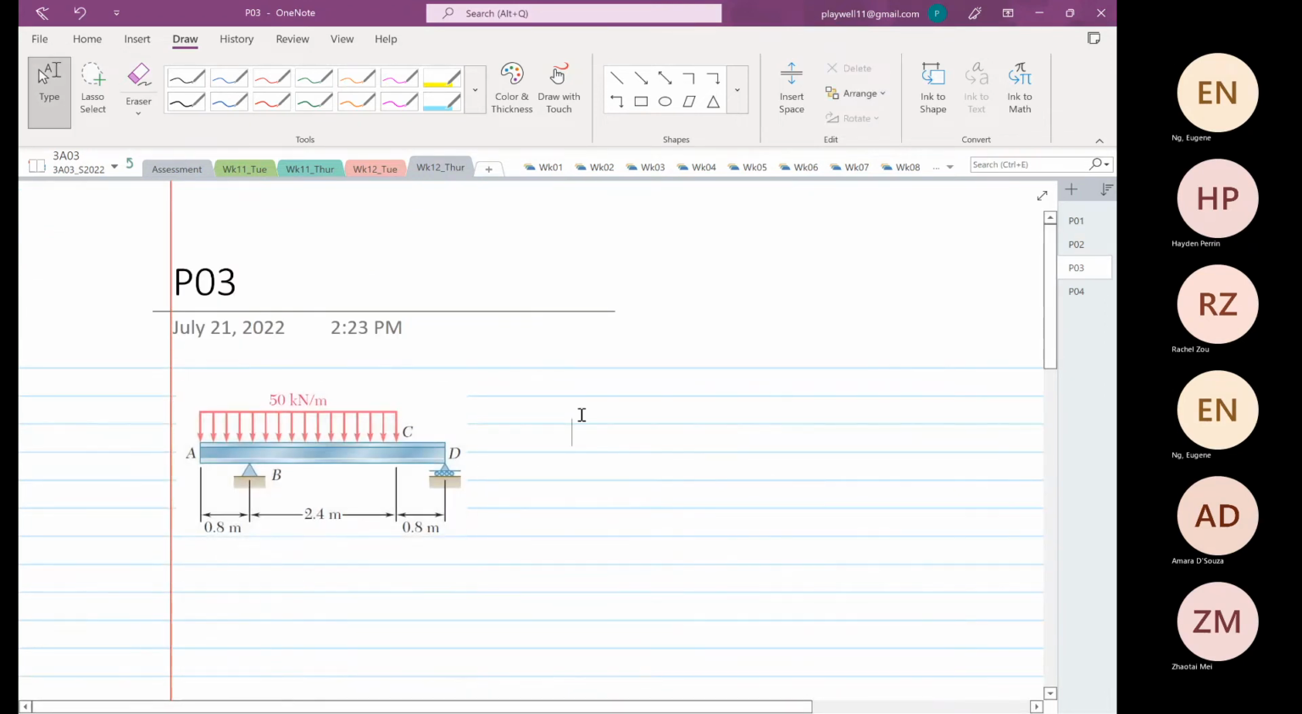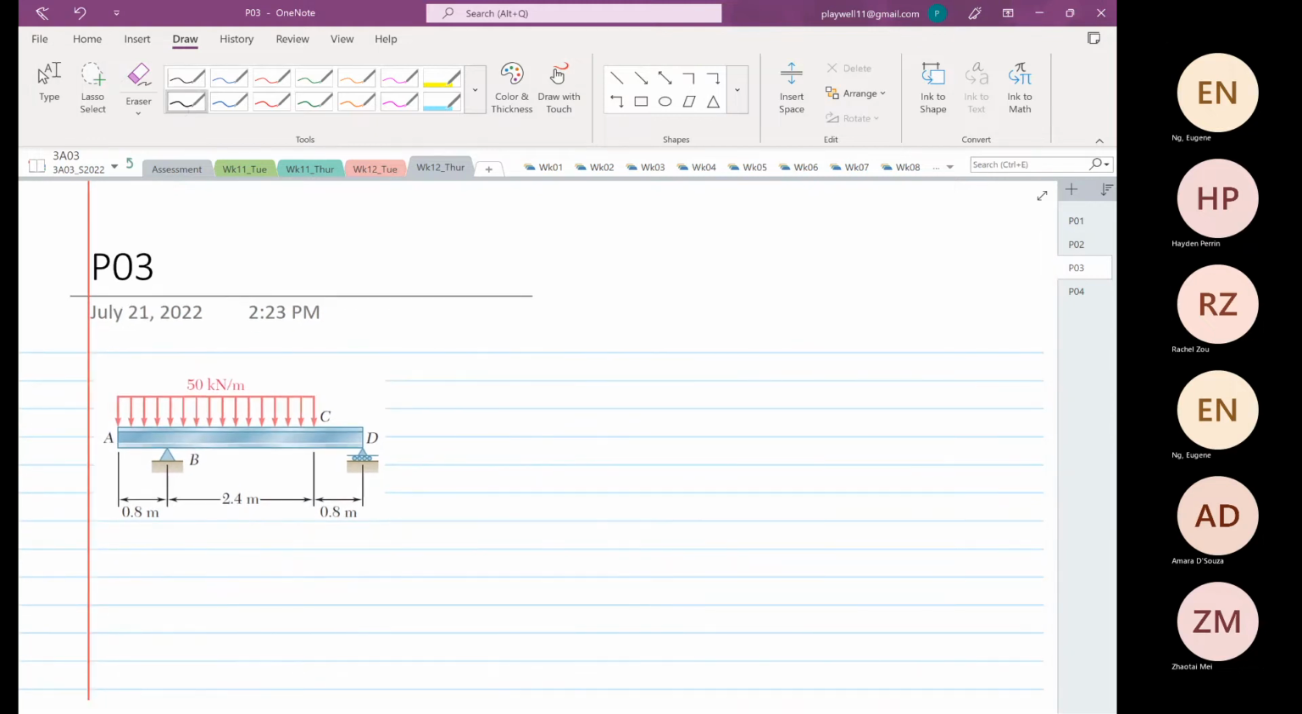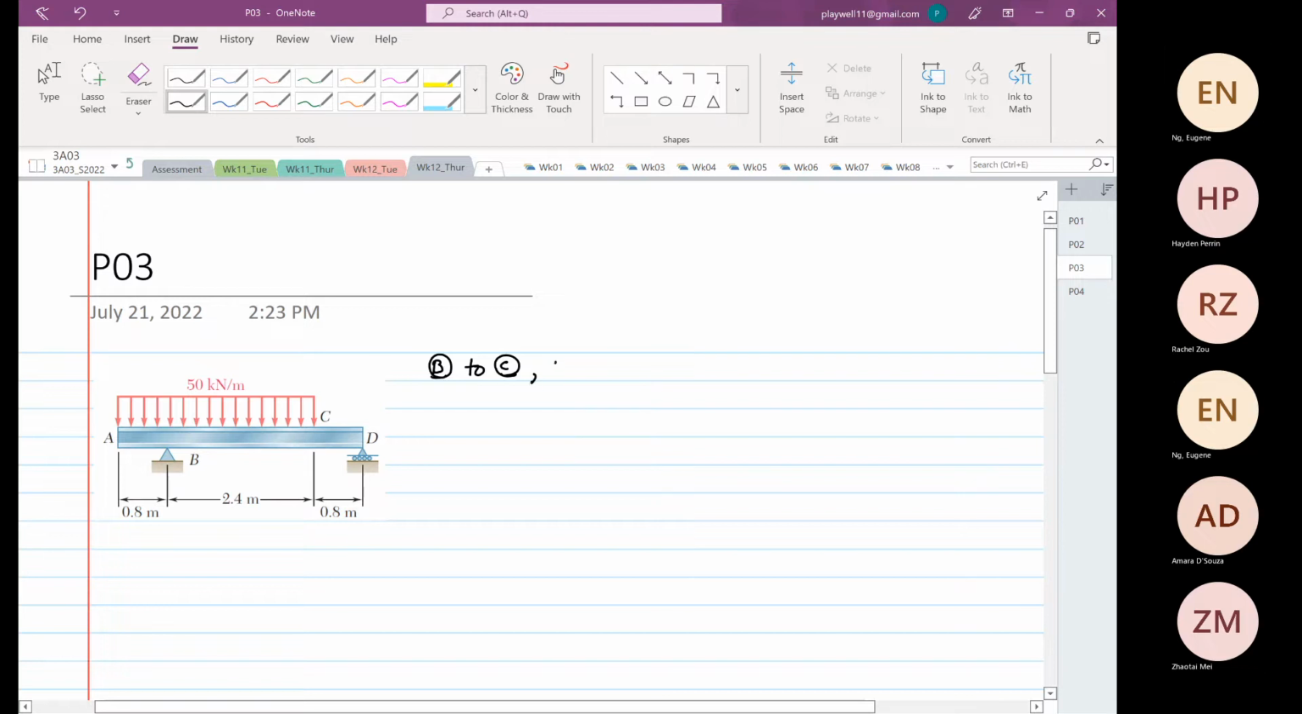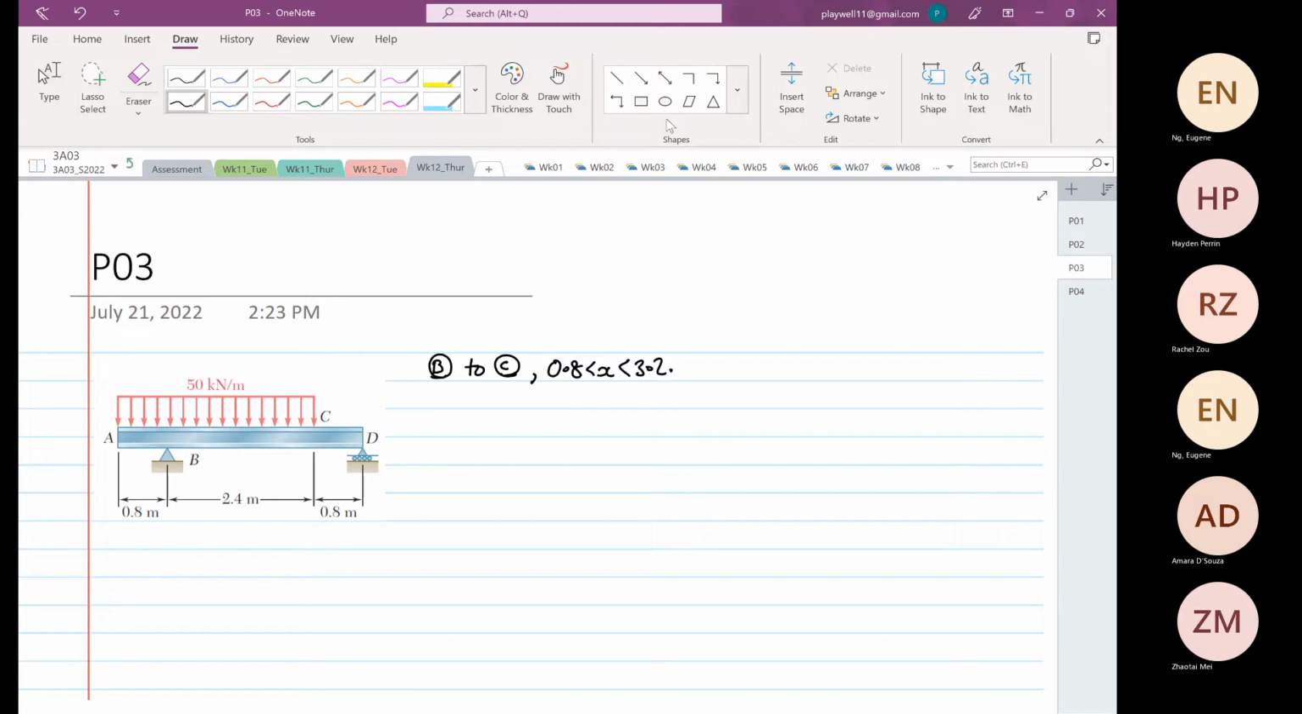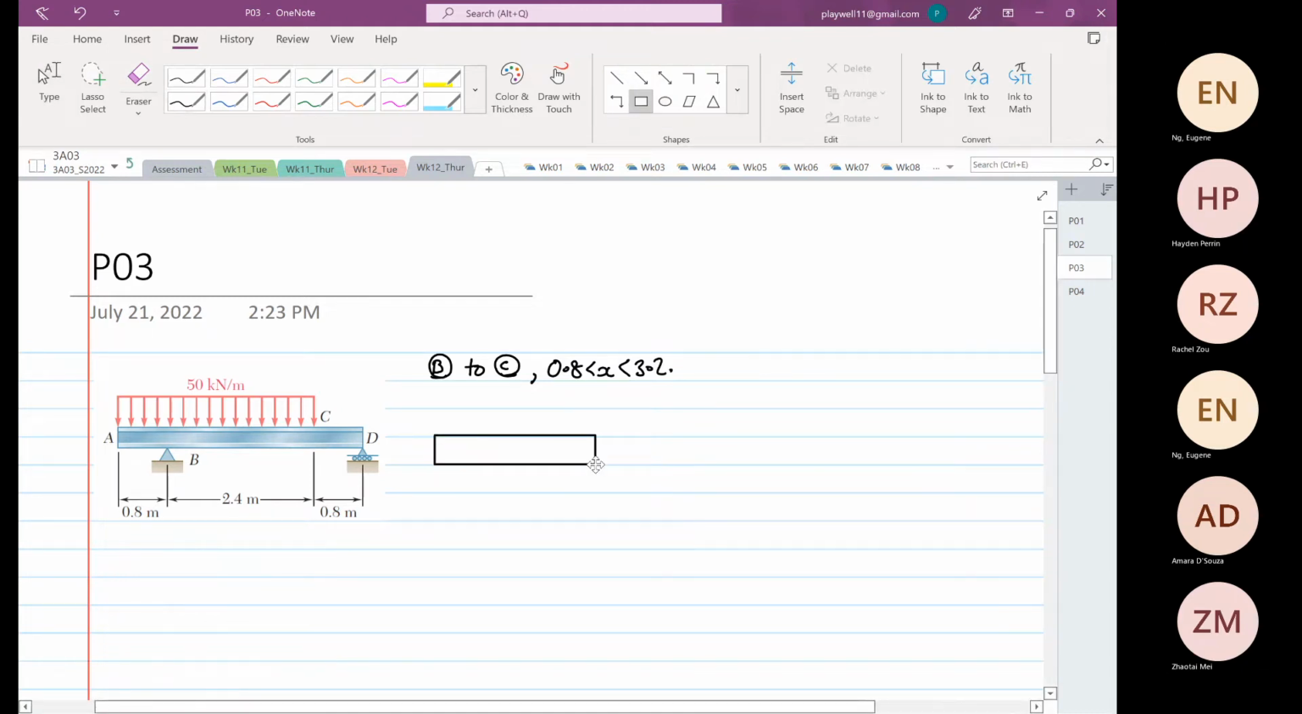So we're going to deal from point B to point C, where we have 0.8 x, and the other limit is 3.2, right? So I'm going to again sketch. So this is your point A. Okay. Now you have a point B over here.